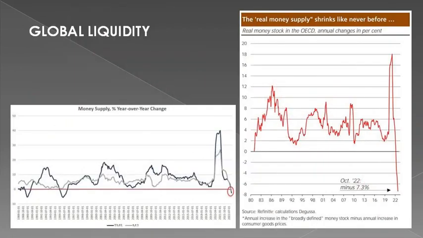The chart on the right is from my colleague Thorsten Pohle that measures real money supply in OECD developed economies. It is in contraction. The rate of decline is alarming. Also shown here on the left is the money supply for the U.S. on a year-over-year basis. It is now also contracting. Markets don't sustain themselves well when money supply actually contracts, especially on a real basis.